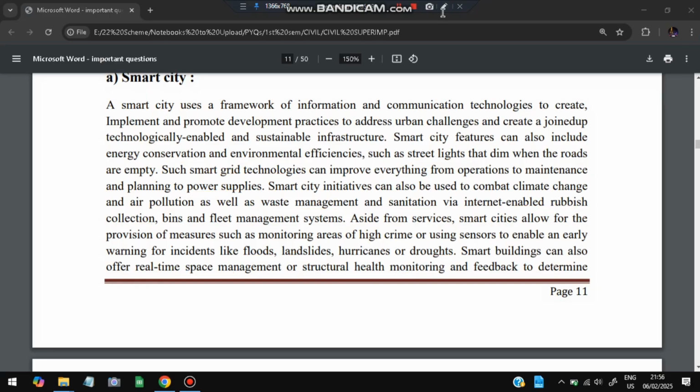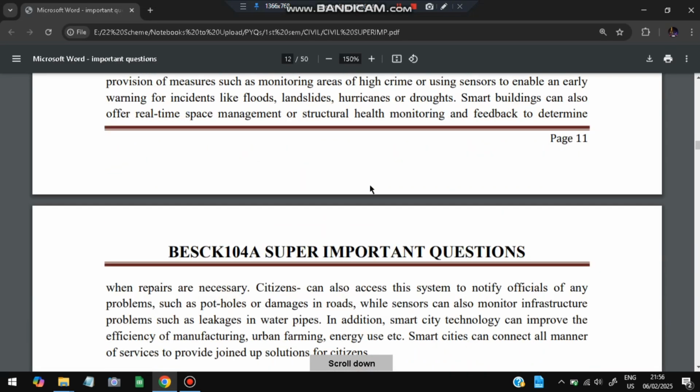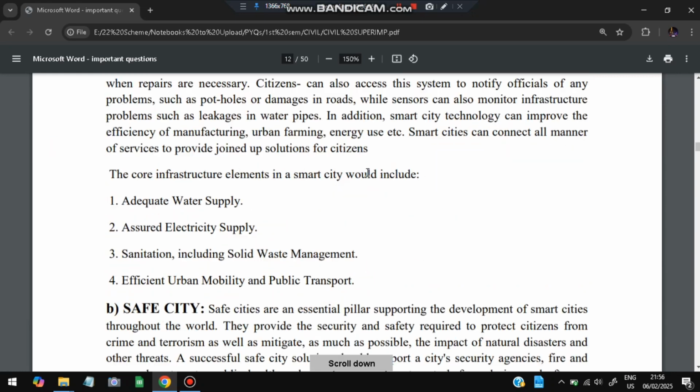If any building is going to fall, or if there is any weak point in the building, that will be warned in advance so that action can be taken. All those things come under the smart city. Adequate water supply and assured electricity supply, sanitation, and efficient urban mobility and public transportation.